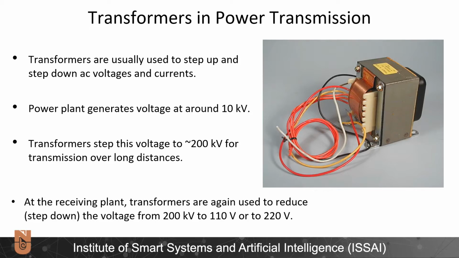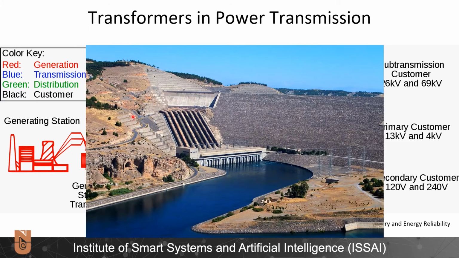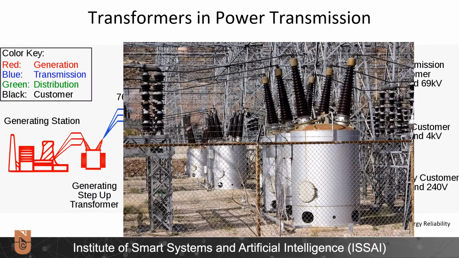Let's have a closer look. Here is the super simplified model of the power grid. We have a generating station, which might be a hydroelectric power plant. We have a generating step-up transformer, which is basically connected to this power plant just next to it, where the voltage is being increased to 300 kilovolts or more.